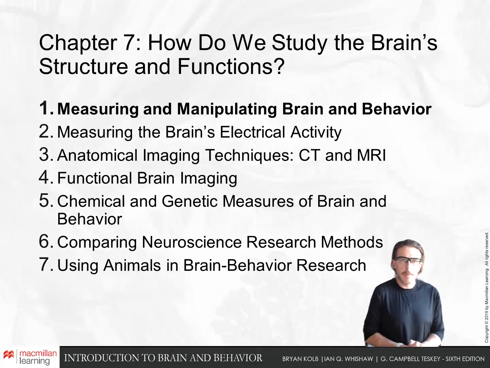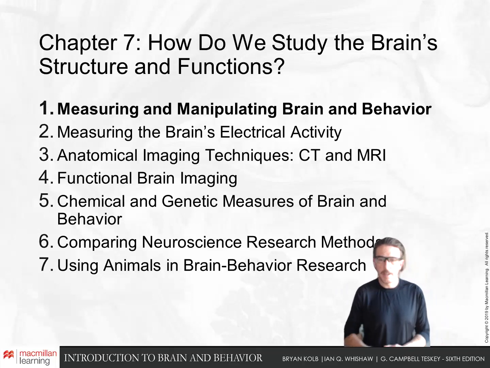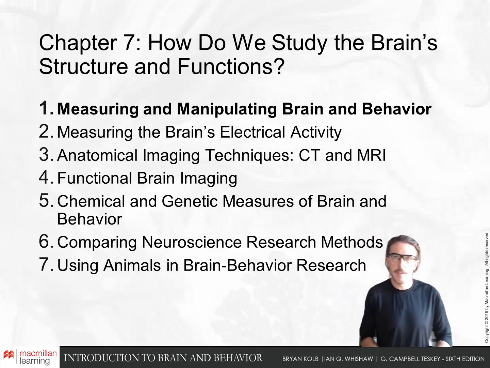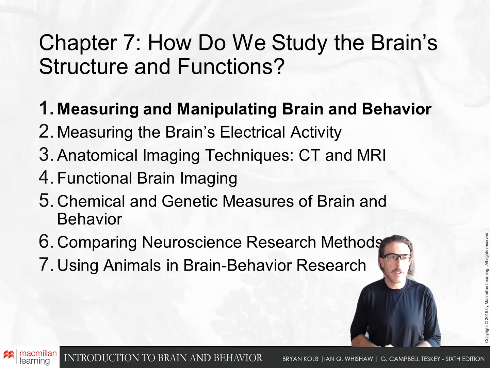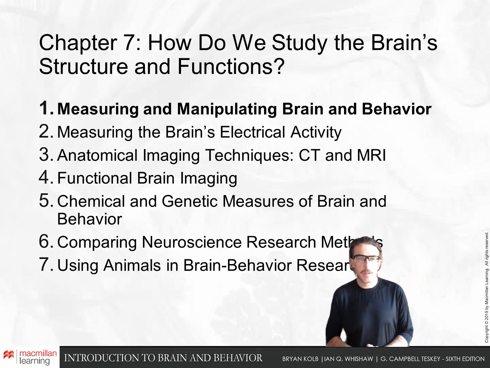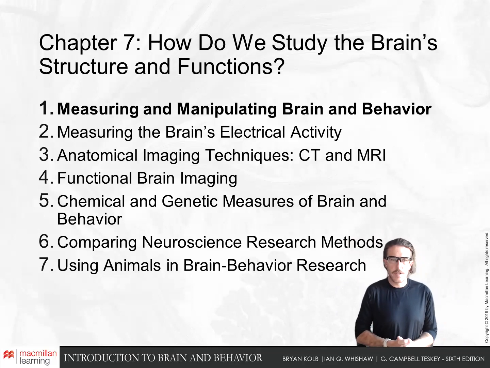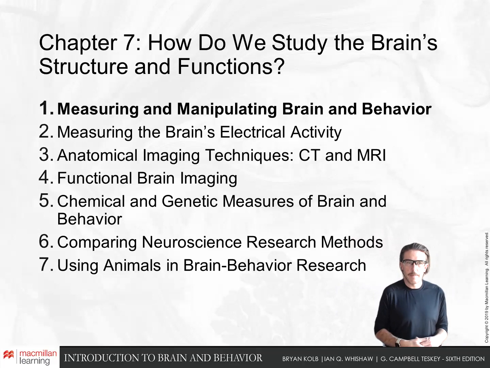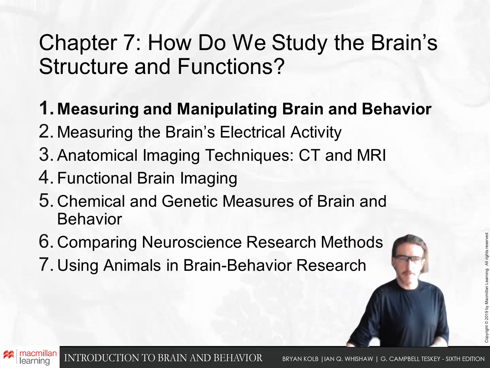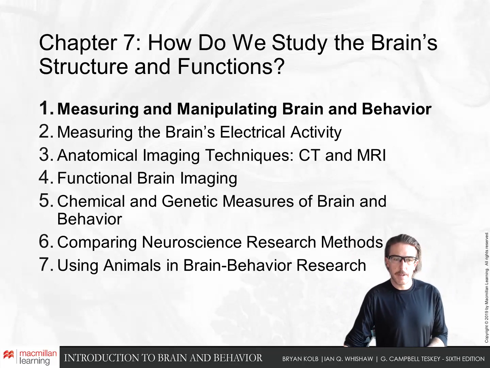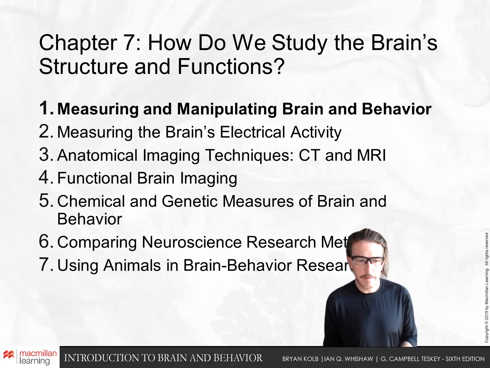So today we're going to talk about how scientists and labs at the university and around the world study the brain through the study of its structure and its function and their link to behavior. We'll talk about a number of different technologies today, including electrical recording of the brain, anatomical imaging of the brain, functional imaging of the brain, and then some other chemical and genetic measurements that we can make. Compare them all together, and we'll talk briefly about using animals in research.